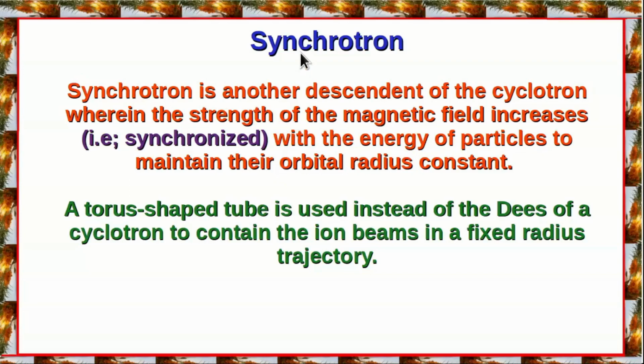The synchrotron is another descendant of the cyclotron wherein the strength of the magnetic field increases. That means it is synchronized with the energy of the particles to maintain their orbital radius constant.